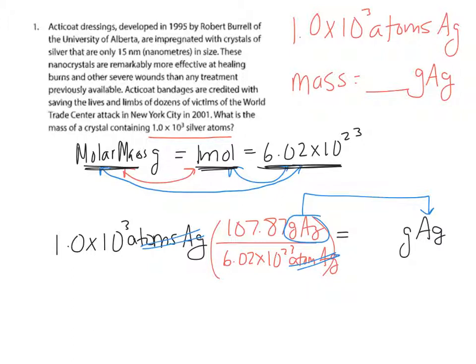And when I do that calculation, I get an answer of 1.79 times 10 to the minus 19. So if I round to 2 sig figs, because the problem gave me that, it's 1.8 times 10 to the minus 19 grams of silver.